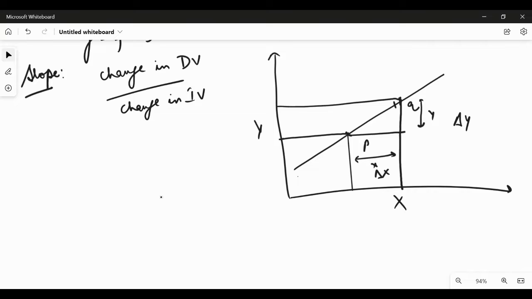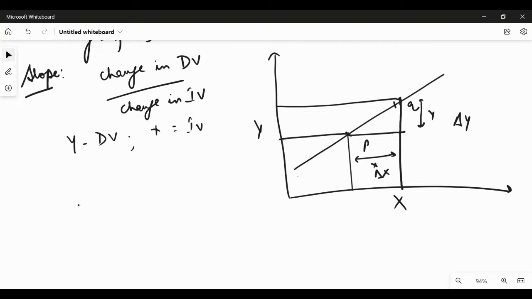Okay. So basically, in explaining the slope, as I have already told you, I will take one variable as independent and other as dependent, where y is taken as dependent variable and x is taken as independent variable.